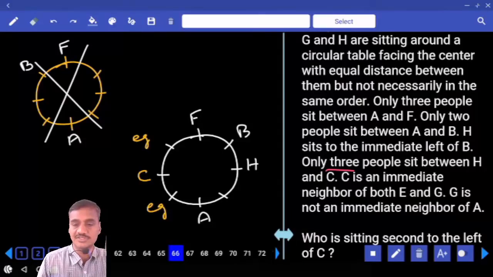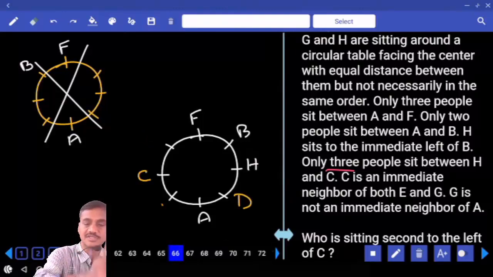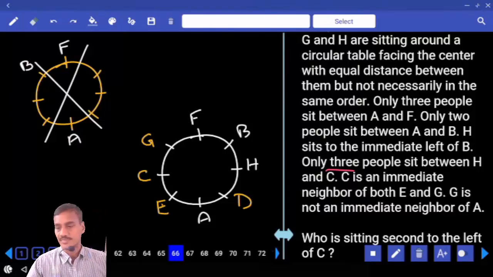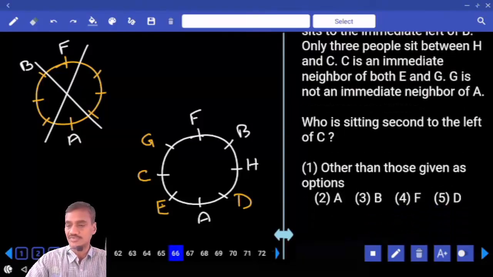E and G are here. Then who is the person left over? D is the person left over. And G is not an immediate neighbor of A, so G and A cannot be adjacent to each other. Hence G and E are not adjacent; G is here and E is at this place. Done with this? Then who is sitting second to the left of C? Second to the left of C is F, choice 4.